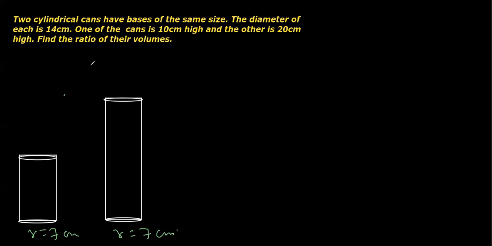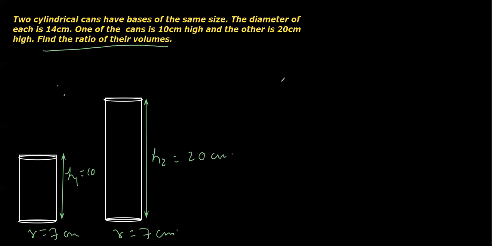The first one, the height of the first can, and this is the height of the second can. So we have their height given as, for the first, say if I use H1 is equal to 10 centimeter, and for the other, the height, say if I use H2, it is 20 centimeter. So we have to find the ratio of their volume.